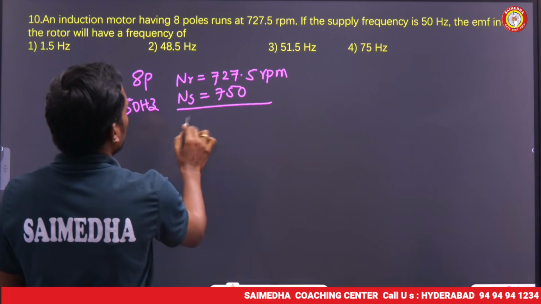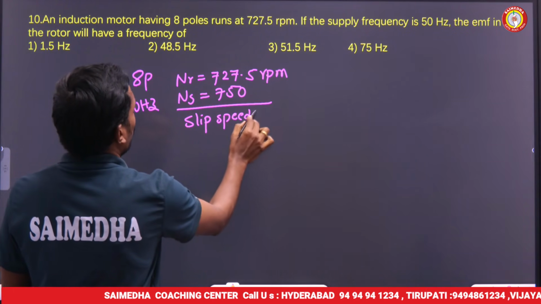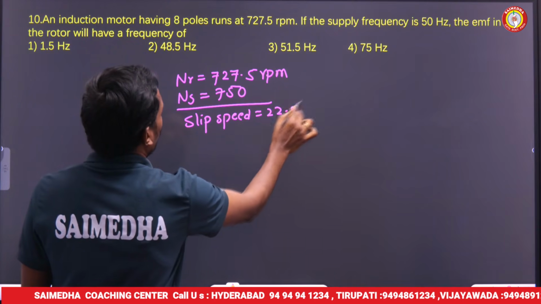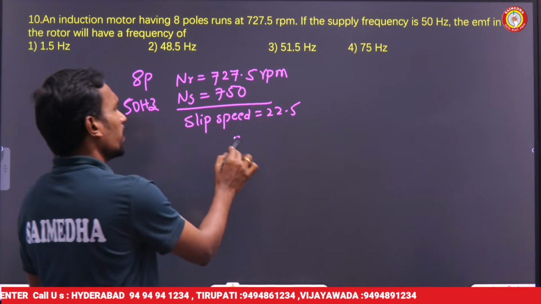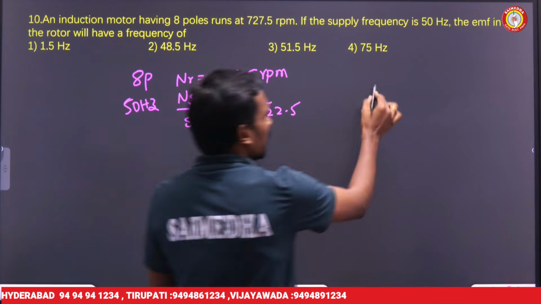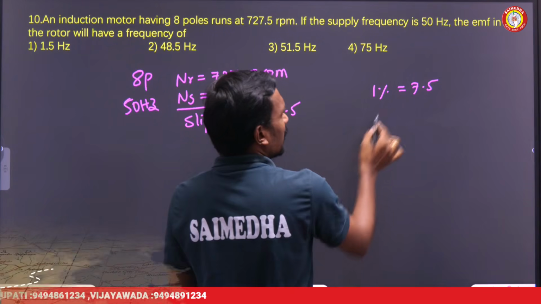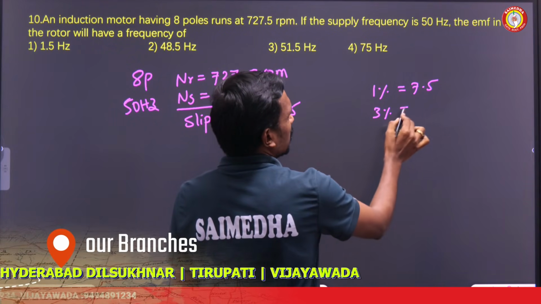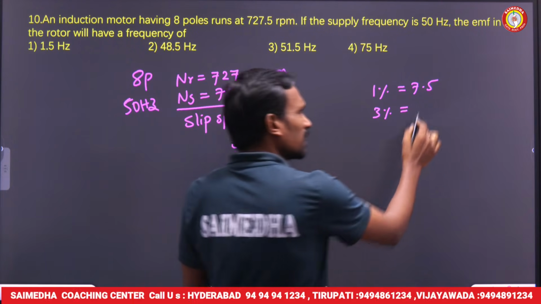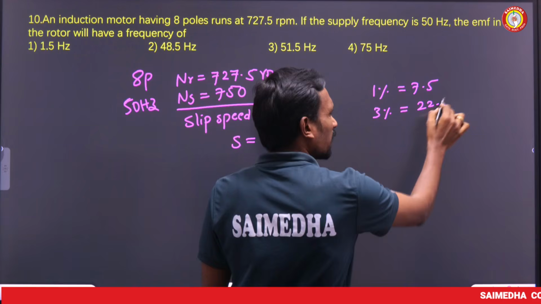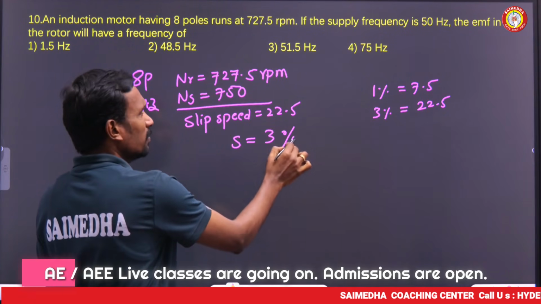So what is the slip speed? The slip speed is 22.5. So what is the slip for 22.5? We just gave 1%, which is 7.5. Then 3% is 7.5 times 3, which is 22.5. So the slip is 3%.